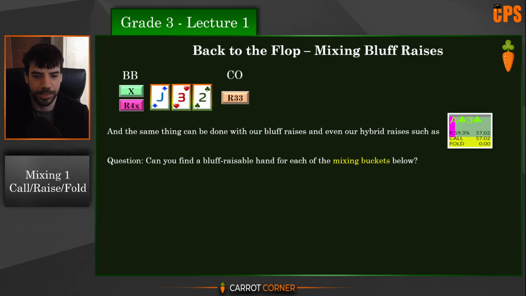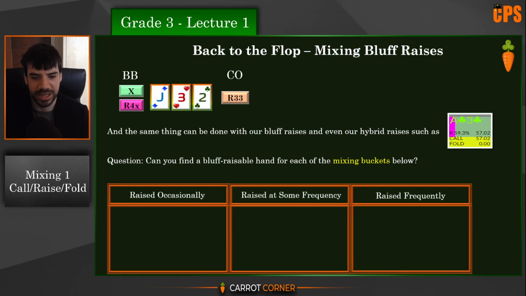Can you find a bluff raisable hand for each of these mixing buckets below? Pause the video and have an attempt. Can you find a hand that's raising as a bluff primarily, occasionally, as a bluff primarily at some frequency, and as a bluff primarily at a higher frequency?